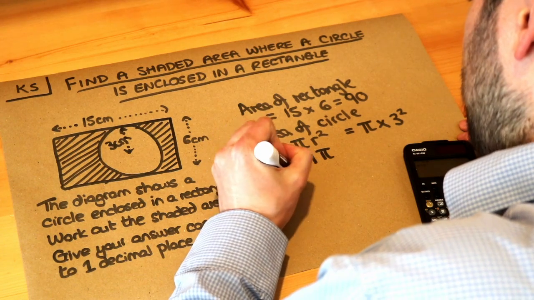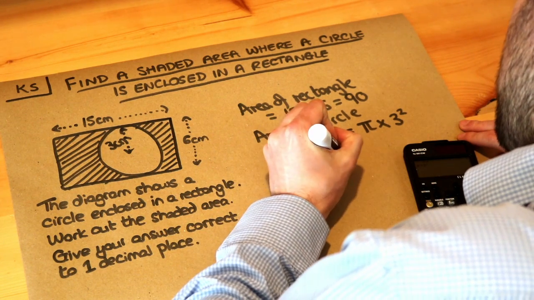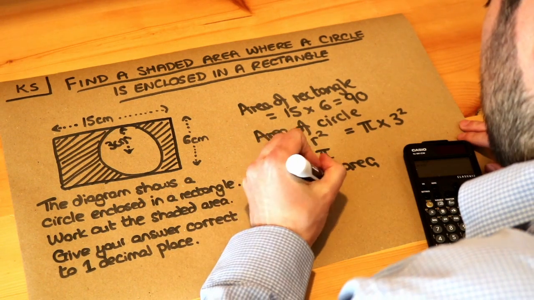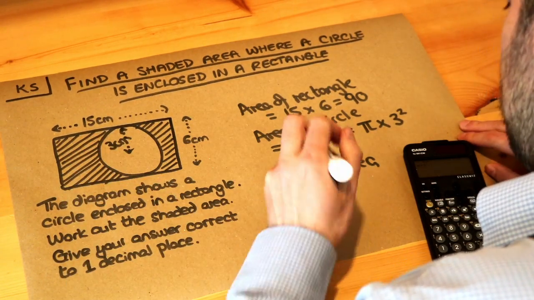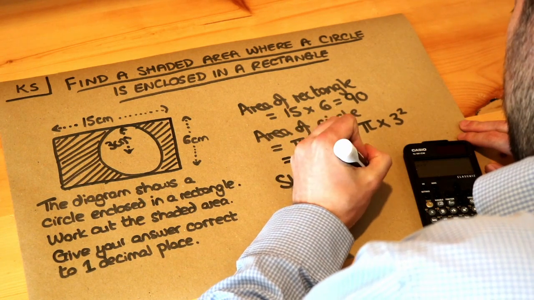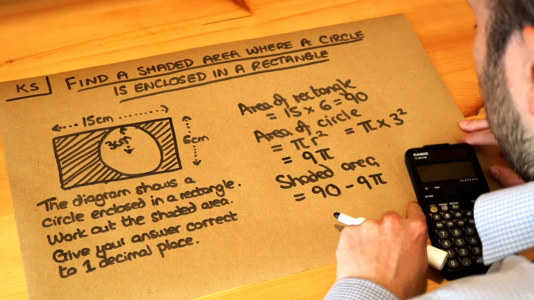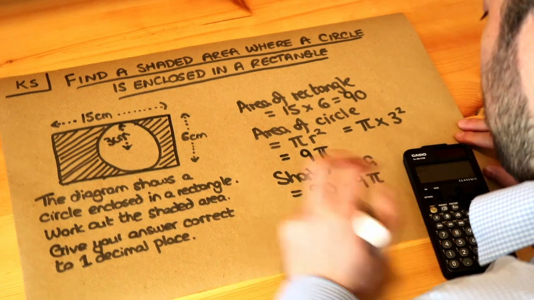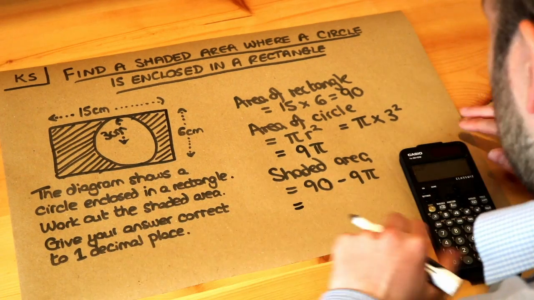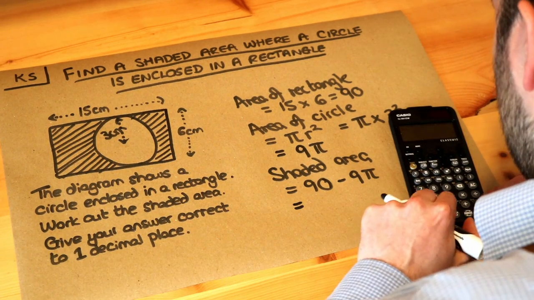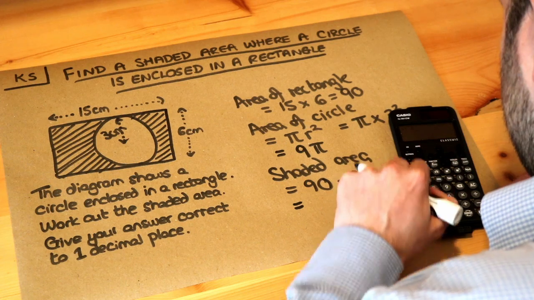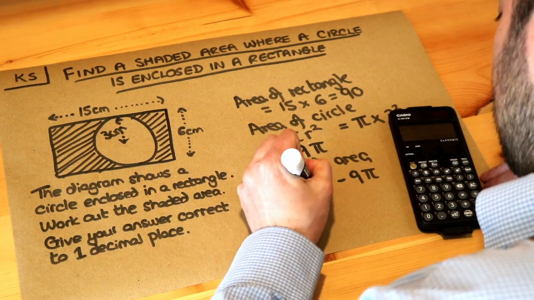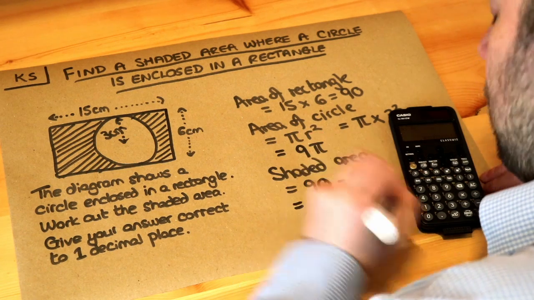So that means the shaded area is the area of the rectangle, which is 90, and we're cutting out the circle, so we're subtracting the 9 pi. So if we wanted to give our answer in an exact way, an exact answer, that would be the answer. But we want to get it to one decimal place, so I'm just going to do 90 minus 9 pi, press equals, and my calculator is giving me 61.7 to one decimal place.